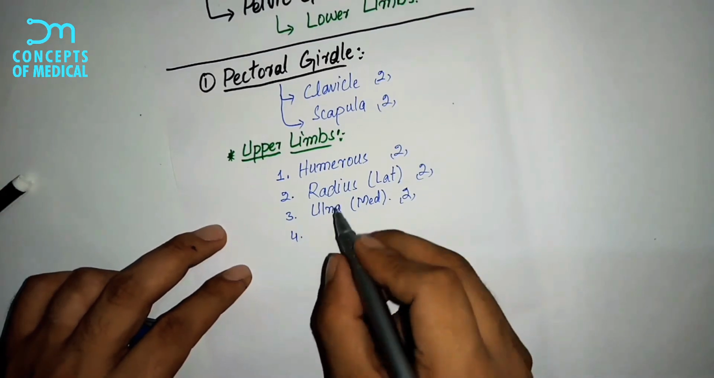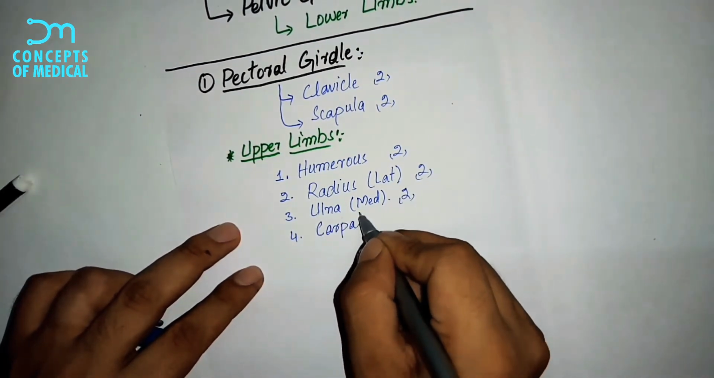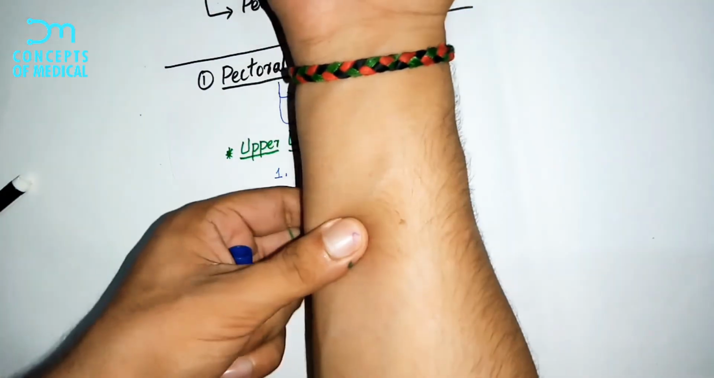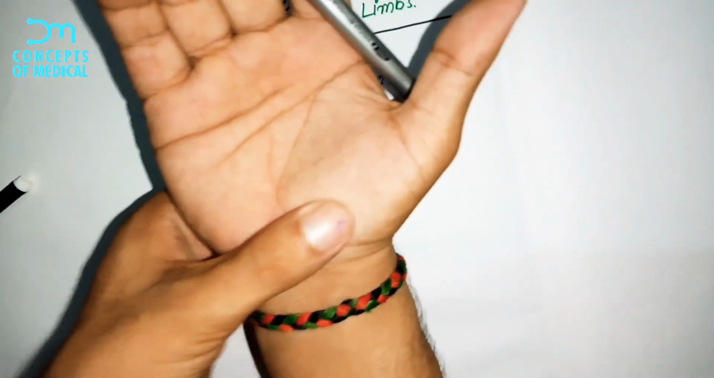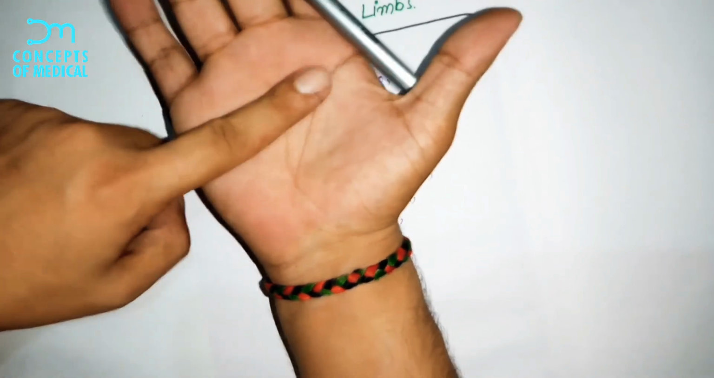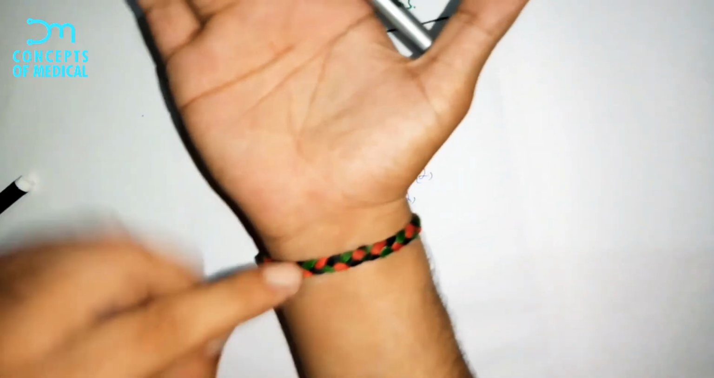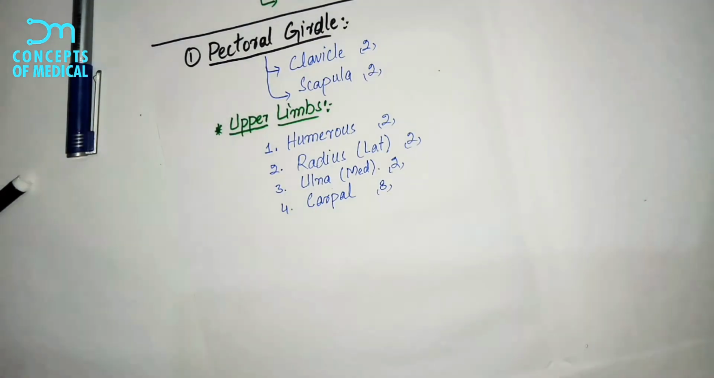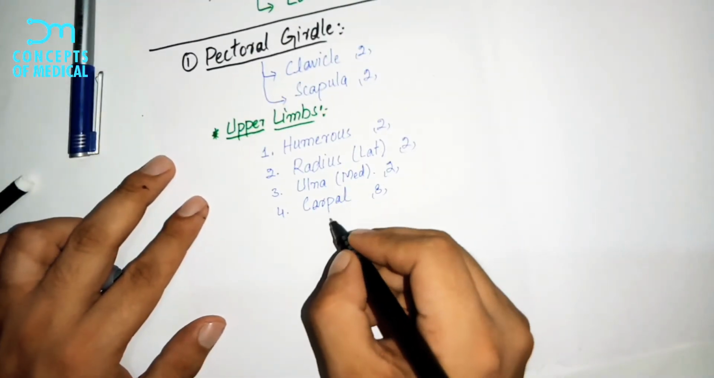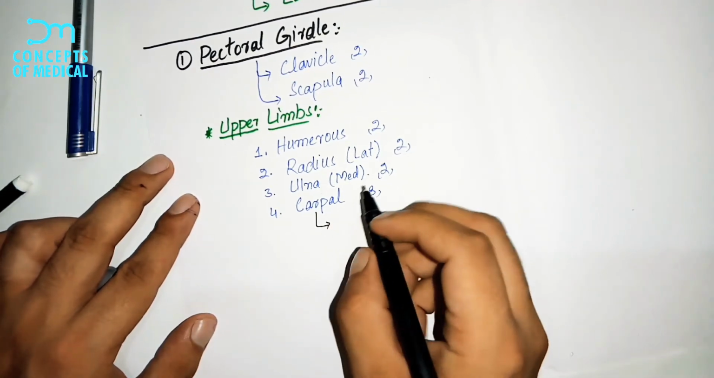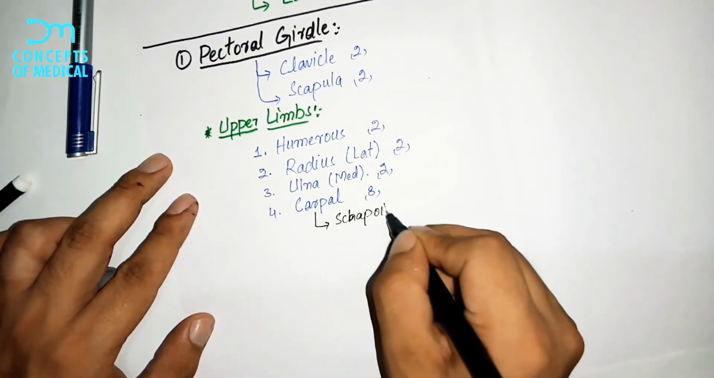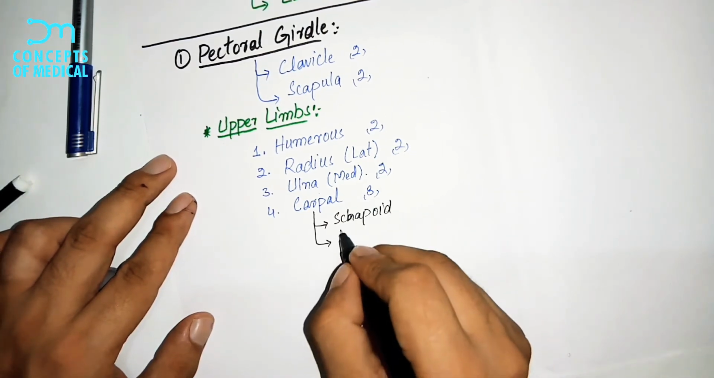The fourth are the carpals. Carpals are 8 in number. They are present here: the radius bone lies on the lateral side, and the ulna bone is present on the medial side, and here we have 8 bones between the metacarpals and the radius and ulna. What are their names? I'll write them here. Carpals, 8 bones. The first bone is the scaphoid, and the second is the lunate.